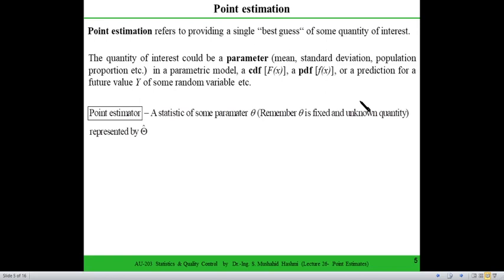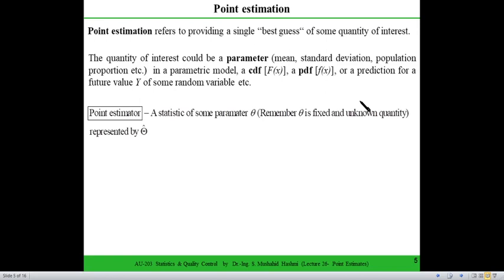So point estimator is always a statistic, and a statistic always comes from a sample. But this statistic is predicting something, a behavior about a parameter, and we already know that we use Greek letters to represent parameters like mu and sigma, or in general we call it theta. So theta is a Greek letter which is actually the characteristic of a population.